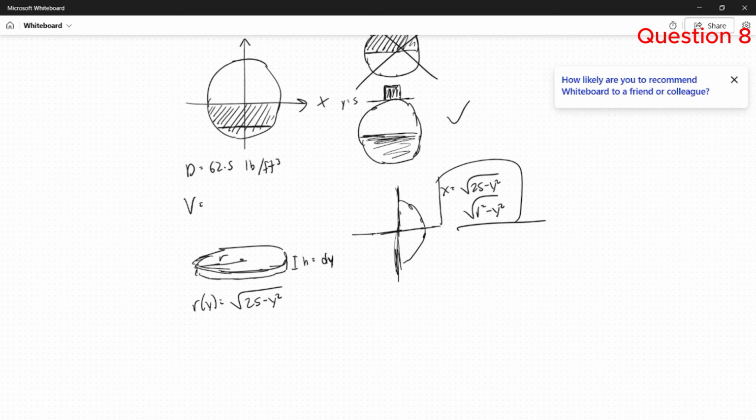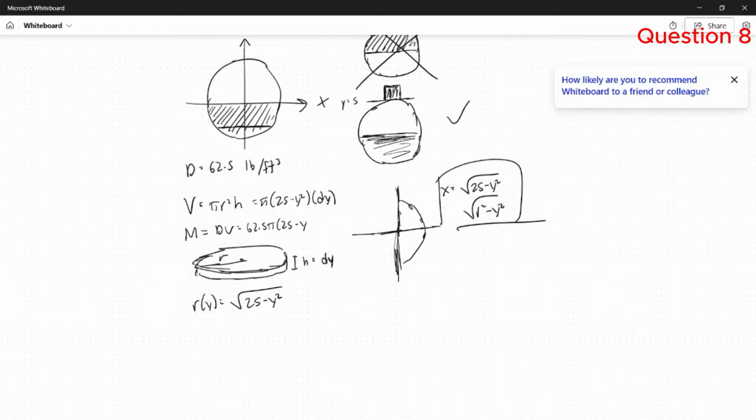Following the formula of a cylinder, we can calculate that the volume at each of these points would be equal to pi r squared times height, or equal to pi times 25 minus y squared multiplied by dy. That would be the infinitely small volume. Then finally, to reach the mass, or in this case the weight since we're working in pounds, it would be the density times dV, or 62.5 multiplied by pi times 25 minus y squared dy.